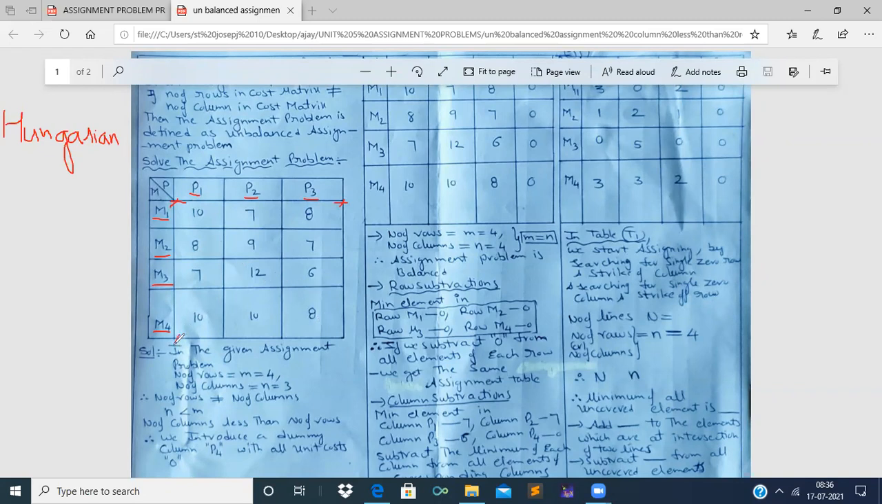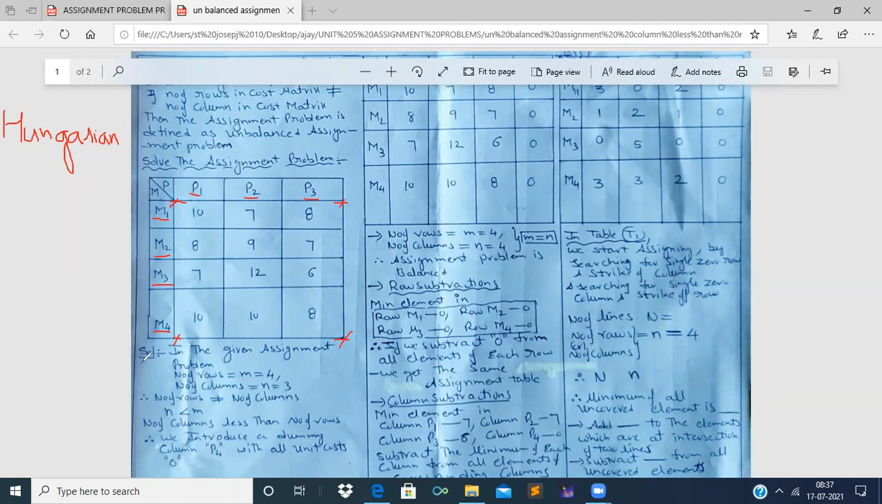These are all assignment costs, the unit assignment costs of assigning machines to the corresponding persons. The first row elements are the assignment costs of machine 1 to persons P1, P2, P3. The same applies for the second row, third row, and fourth row.